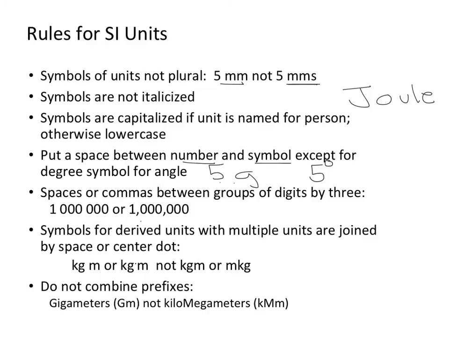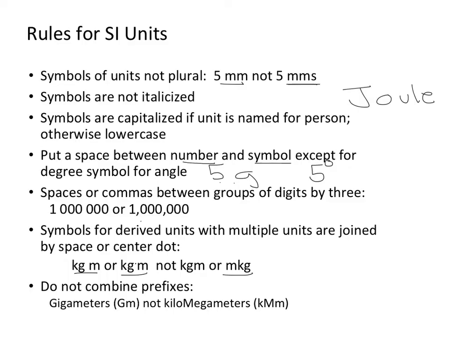Symbols that are derived units with multiple units are joined together by a space or a center dot. So like kilogram meters would be kilogram dot meter, not kgm or mkg. And the reason being this gets confusing on whether you have a prefix or a unit, so you should put a dot between it or a space.